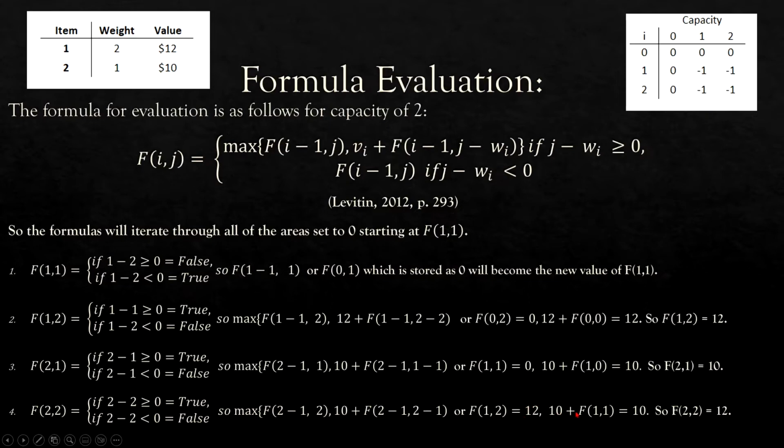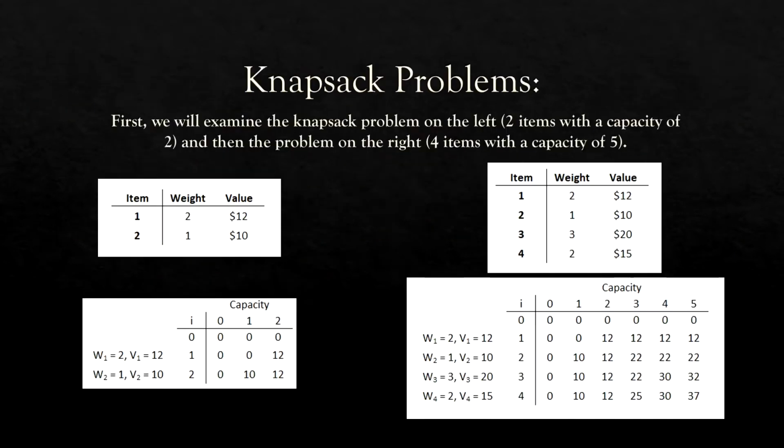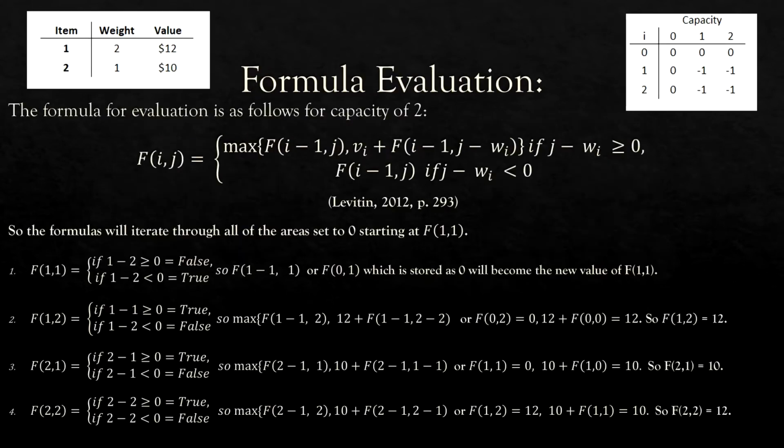F of 1, 2, which we know is 12 from the earlier evaluation. And we look at 10 plus f of 1, 1, which is 0 again. So we have 10. So f of 2, 2 equals 12. And as we go back and look at the solution set, you'll see that we've evaluated 1, 1 of 0, 1, 2 of 12, 2, 1 of 10, and 2, 2 of 12. So this is the end of our formula evaluation.